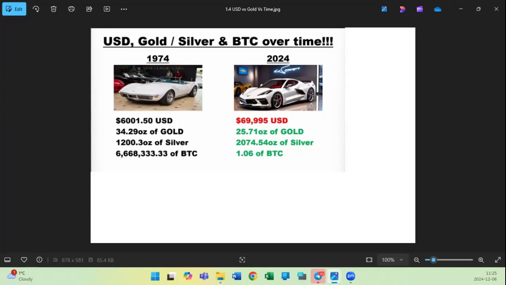1.06 Bitcoin. Just 50 years ago, it would have taken 6.6 million to show the value and how it held value and has exceeded 1.06. That was at 70,000 a Bitcoin. Bitcoin right now is 97, 98, 100,000 for one Bitcoin. So actually today, it would take some fraction of a Bitcoin, not even the whole one. I hope I cleared that up, Walter.